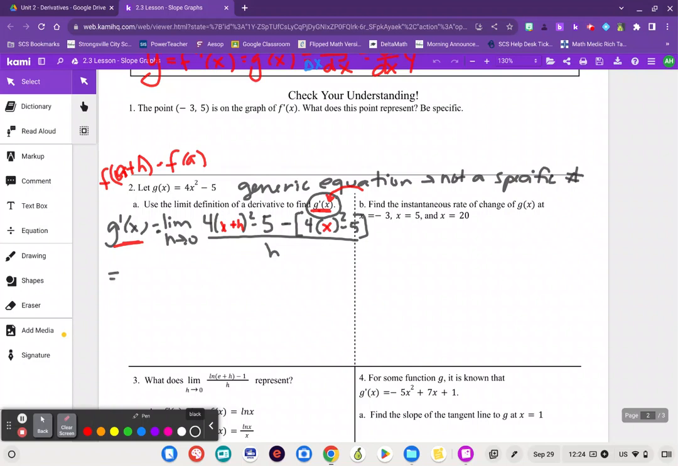So now I'm going to say equals the limit. This is where I do some expansion. So I have 4 times, if I expand this out, I get x squared plus 2xh plus h squared minus 5. I'm subtracting everything to the right. So I'm going to distribute. I really have a minus 4x squared and then a plus 5, all divided by h.